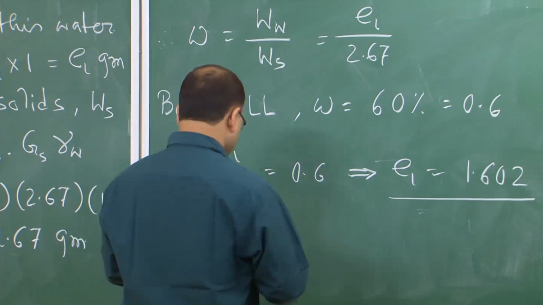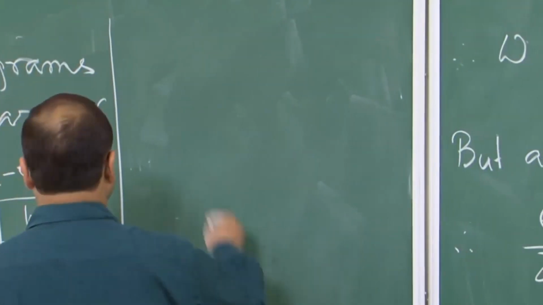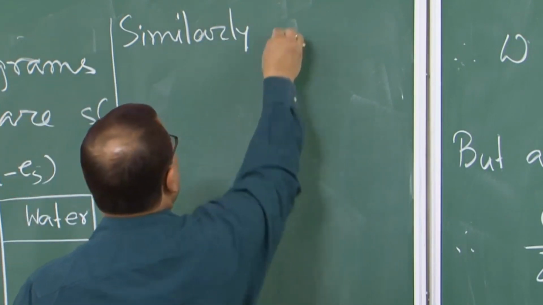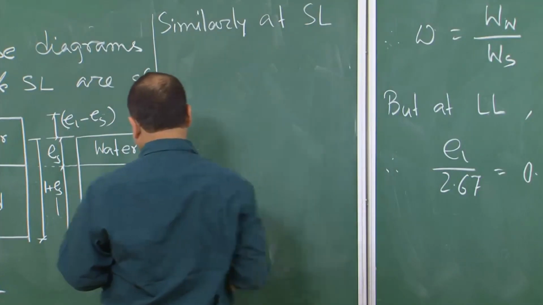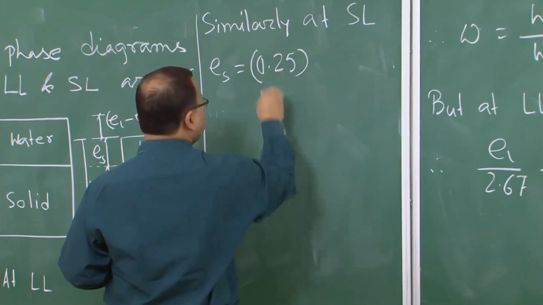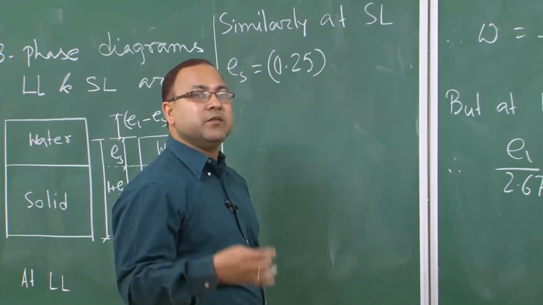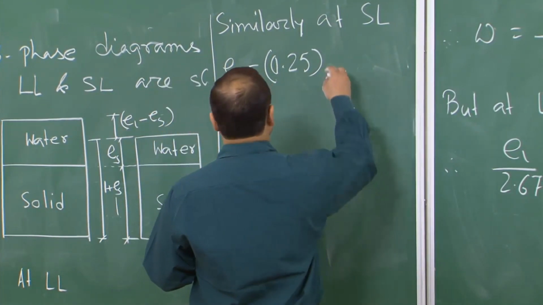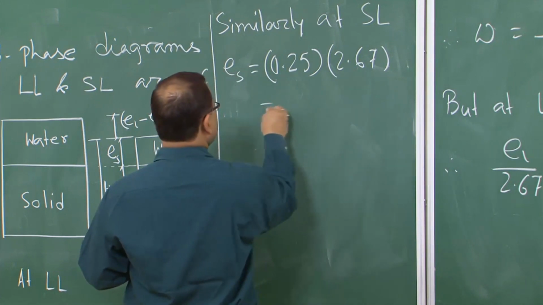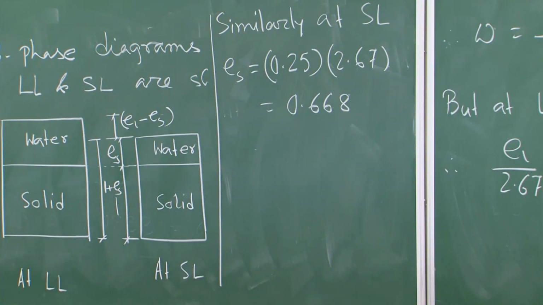Similarly, we can find out the void ratio at shrinkage limit. Similarly, at SL, at shrinkage limit, the water content is 0.25, that is 25% given in the problem, that is the shrinkage limit basically. That means the water content at shrinkage limit is equal to 25%, and from this we can find out the void ratio at shrinkage limit, ES, which comes to 0.668.